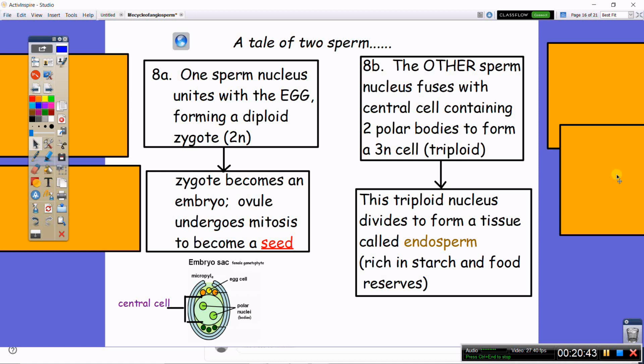So why that? Well, this is what we're calling double fertilization. The fact that we have 2 sperm cells, one does one thing, one does another, it's basically ensuring that you're not going to waste energy making nutrients for an embryo unless fertilization's happened. So if we have an embryo, then we're going to make the endosperm, we're going to make nutrients for it.